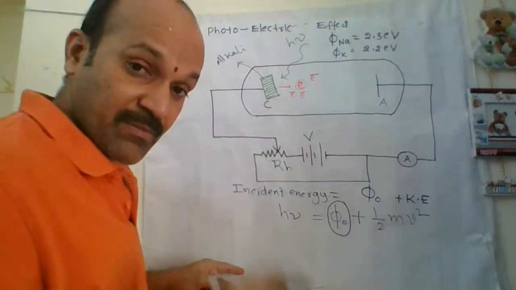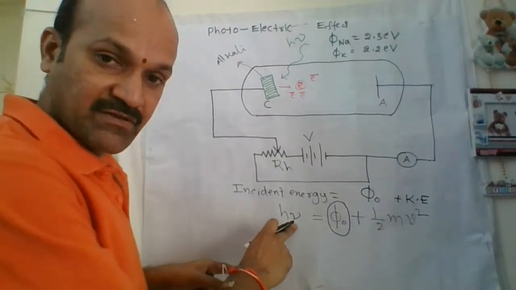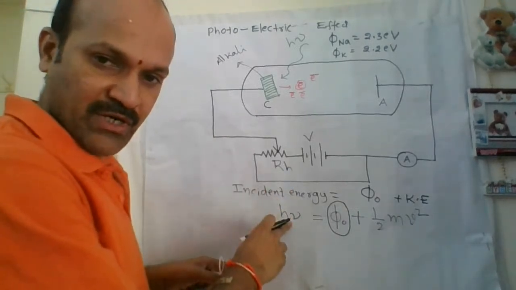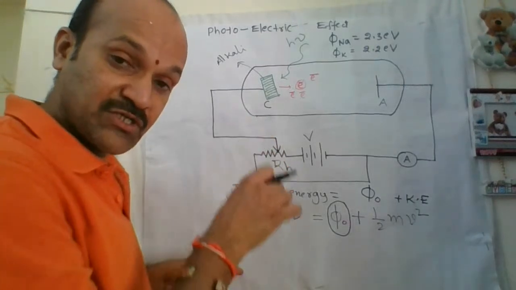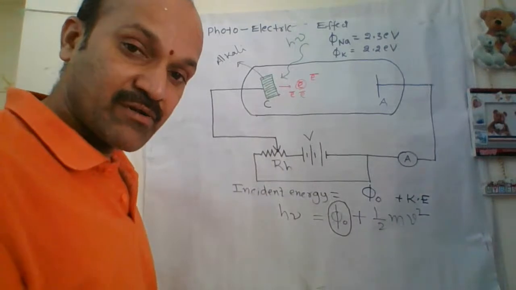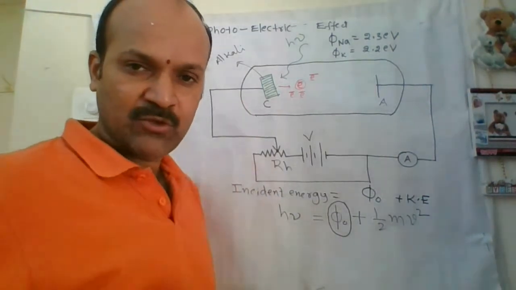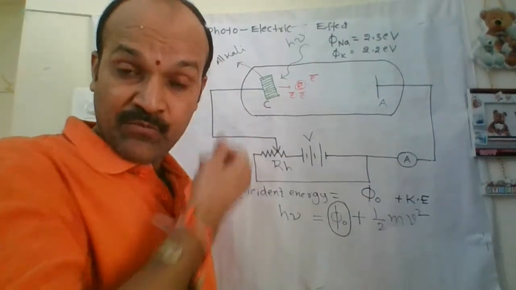So what is phi naught? The minimum energy required. For example, I take some frequency nu, so that it has some h nu energy. If that h nu energy is not sufficient at least to remove an electron from the metal, okay, I'm using some electromagnetic radiation of energy h nu.